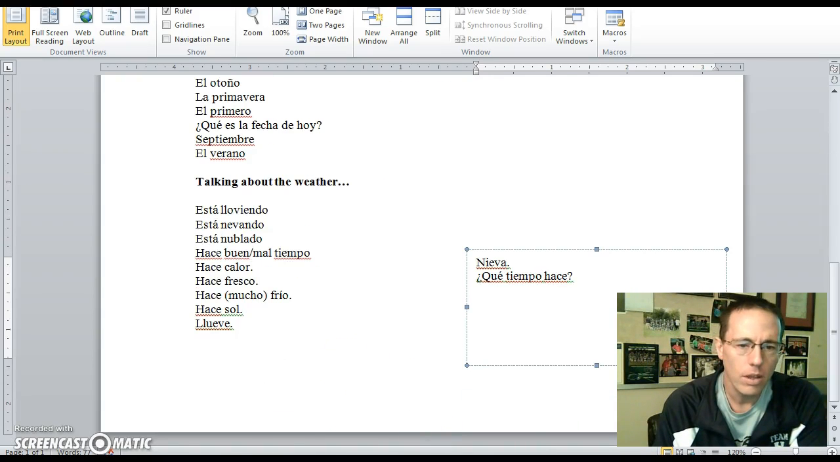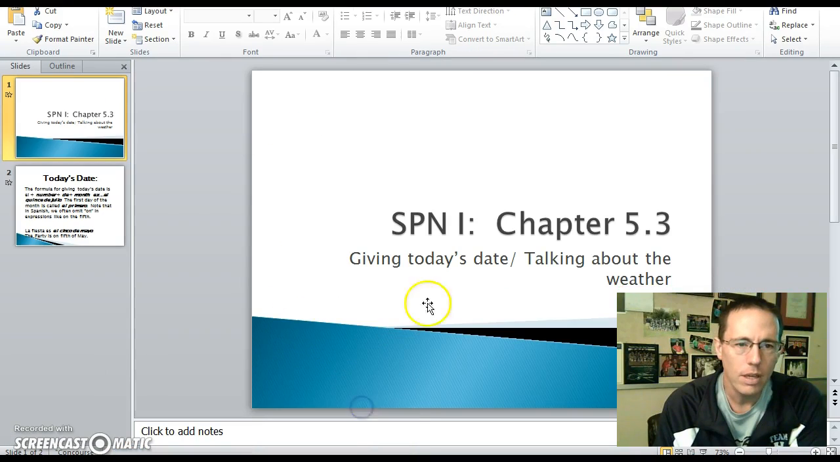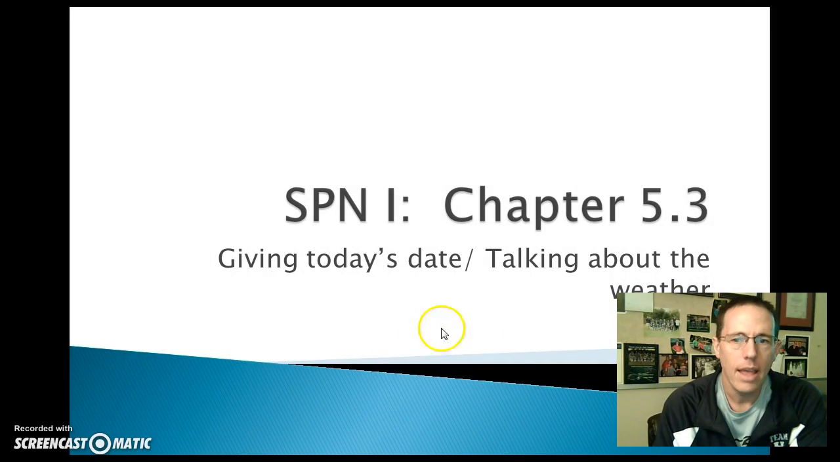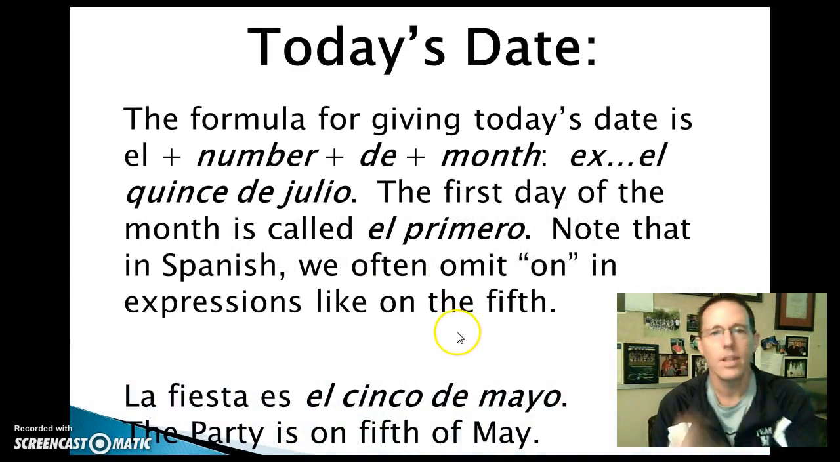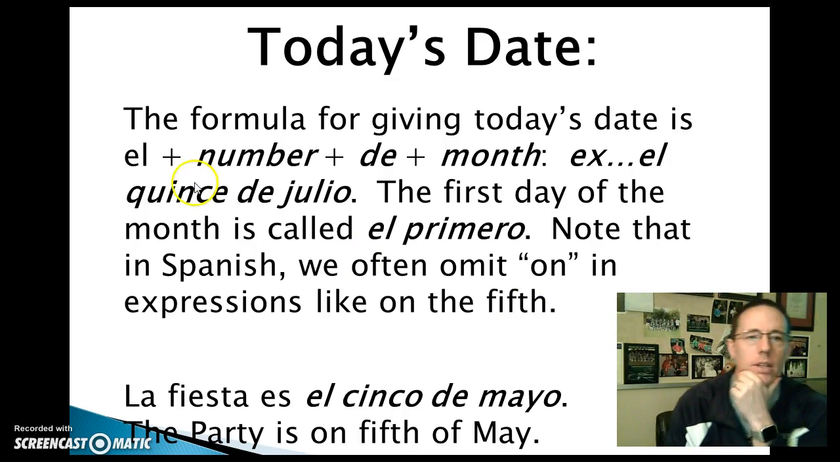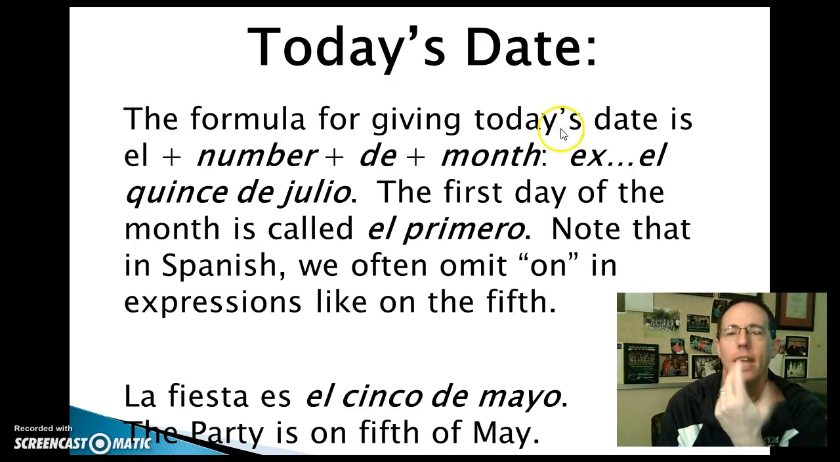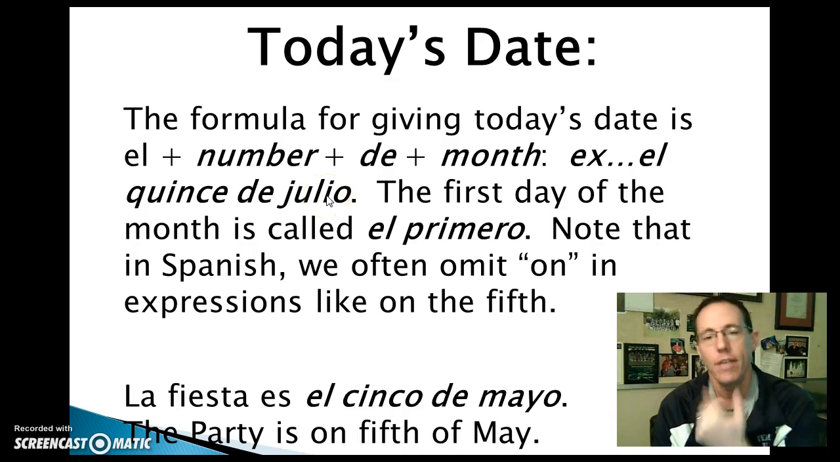Let's go ahead and take a quick look at our single slide for this week. Hopefully pretty simple for many of us. And let's get right into it. Giving today's date / talking about the weather. As you can see, our one slide talks about giving the date. So the formula for giving today's date is el plus the number plus de and then the month. For example, el 15 de julio. That would be the 15th of July or July 15th.